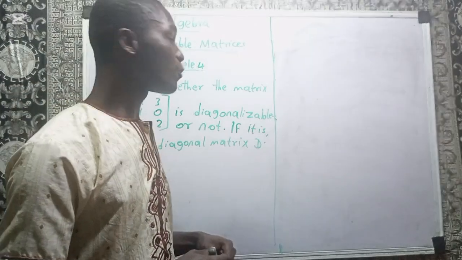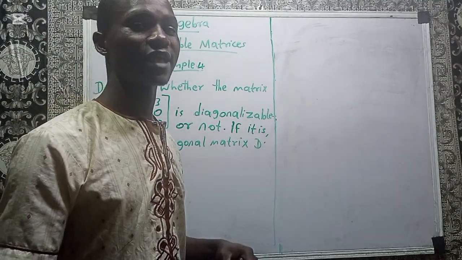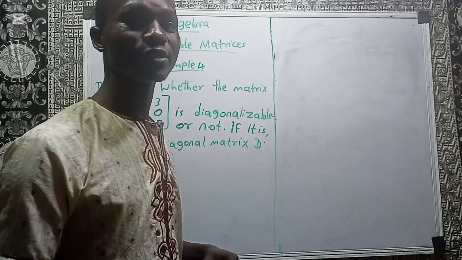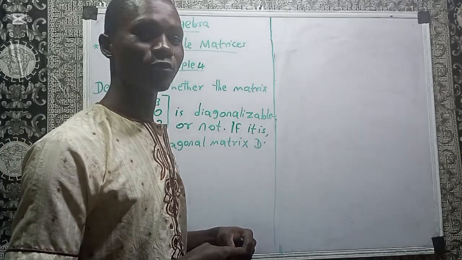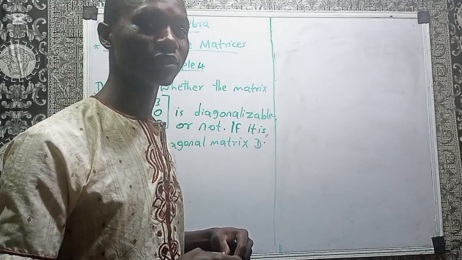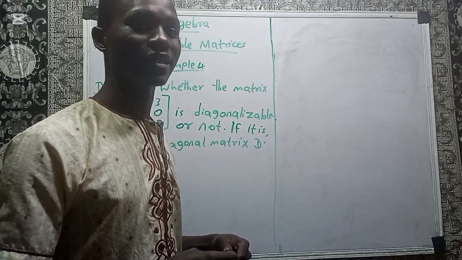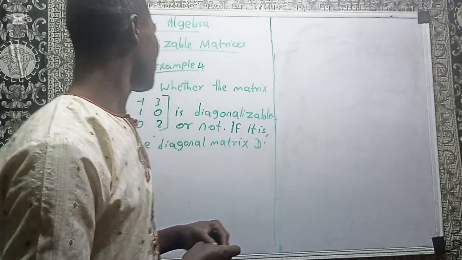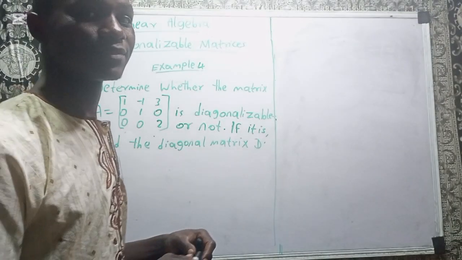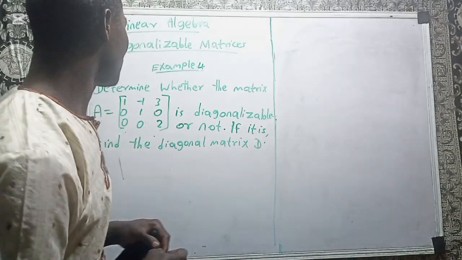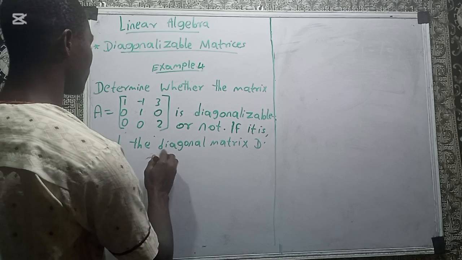So for us to know whether this matrix is diagonalizable, we have to compute the eigenvalues. If the eigenvalues are distinct, no need of wasting time, it will be diagonalizable. If the eigenvalues are not distinct, then no conclusion yet. We need to compute the corresponding eigenvectors. If the eigenvectors are linearly independent, then the matrix will be diagonalizable. If the eigenvectors are not linearly independent, then the matrix will not be diagonalizable. So let's see how we can solve this question.